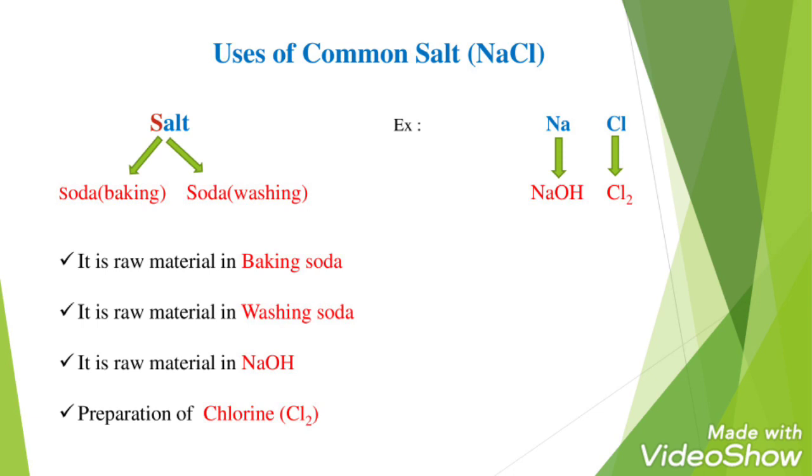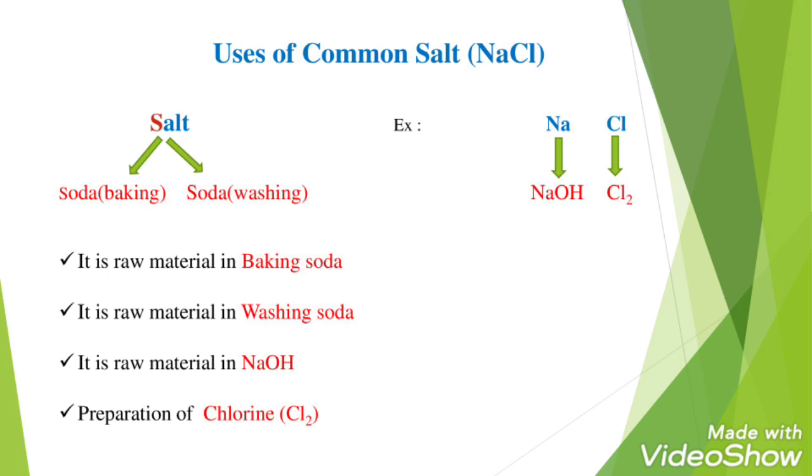In salt, the first letter S means soda. We have to learn about 2 sodas. One is baking soda, another one is washing soda. So from S you can write baking soda, washing soda. Next one, NaCl is there. From Na you can write NaOH, and from Cl you can write directly Cl. So you are getting 4 uses, simply writing their name and formula.